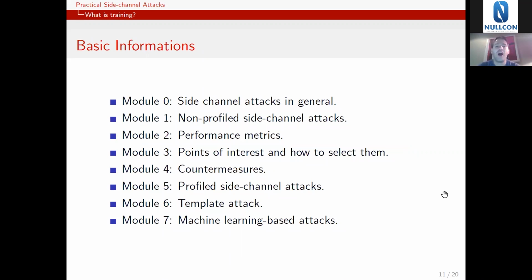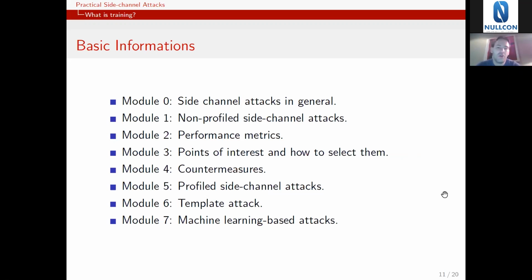Then I talk about non-profile side channel attacks. There we go into quite some more detail, and we talk about how to do correlation power analysis and differential power analysis. We will implement something, we will run some experiments, so we will really try to obtain the keys. Basically, this will be already real hands-on. Then I will talk about performance metrics. How do we assess how successful our attack is? There I will talk about success rate and guessing entropy.